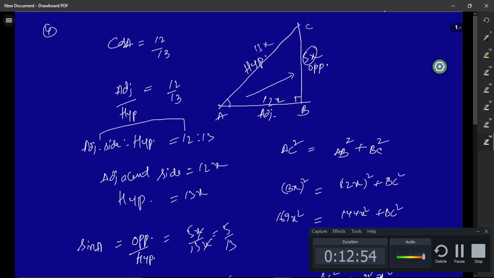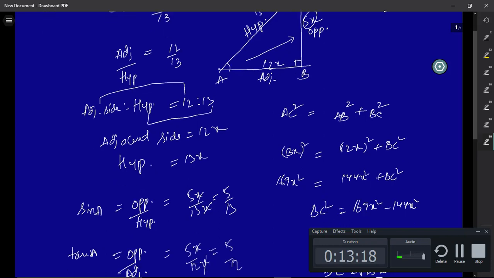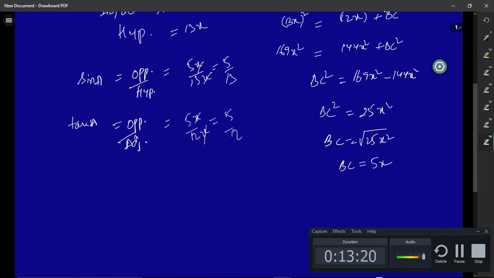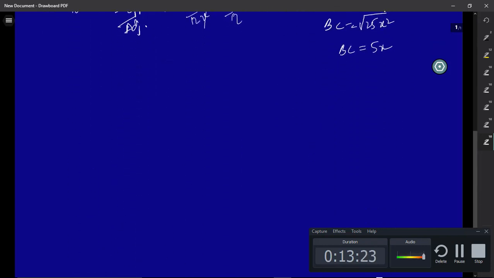Now if you see here, I have taken the ratio of adjacent side and hypotenuse as 12:13, and I have taken the adjacent side as 12x, whereas I have taken the hypotenuse as 13x. Instead of doing that, people sometimes take it as just 12 and 13 to keep things simple. I will do that while working on the next question number 5.